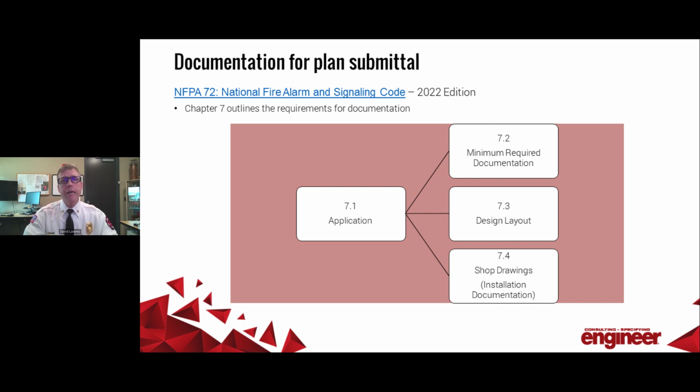So when we start looking at this, you can think of it as what does Chapter 7 apply to? What are the minimum requirements of documentation that I have to submit? What about the design layout? What do I need to include with that design layout? And if I am having to submit shop drawings, what do those shop drawings need to have on there, right?